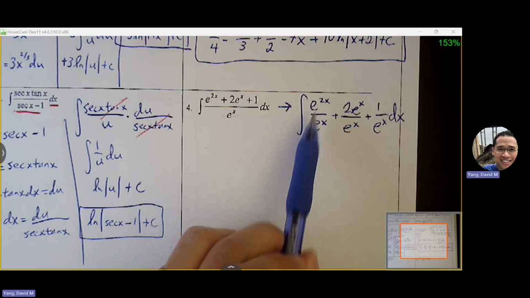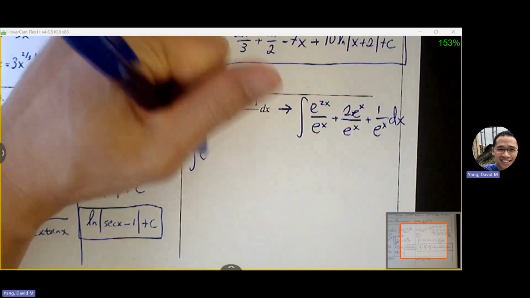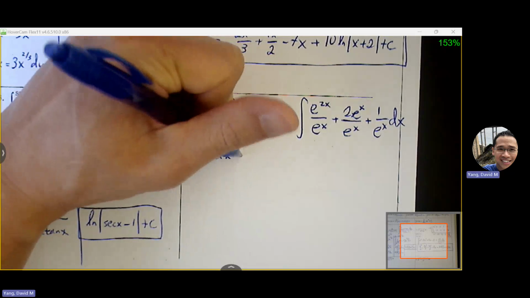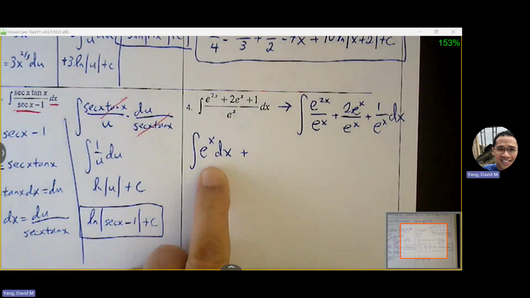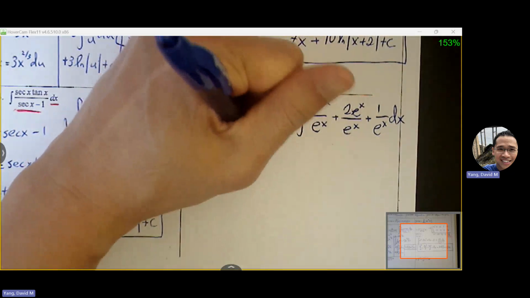If we want to combine, we can subtract exponents. 2x minus x is just x. So we have e to the x. That's one problem that I can do. The e to the x is canceled out, so the only thing left is just 2.